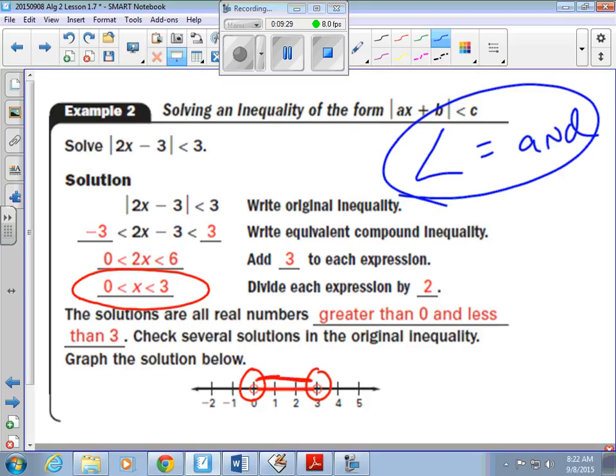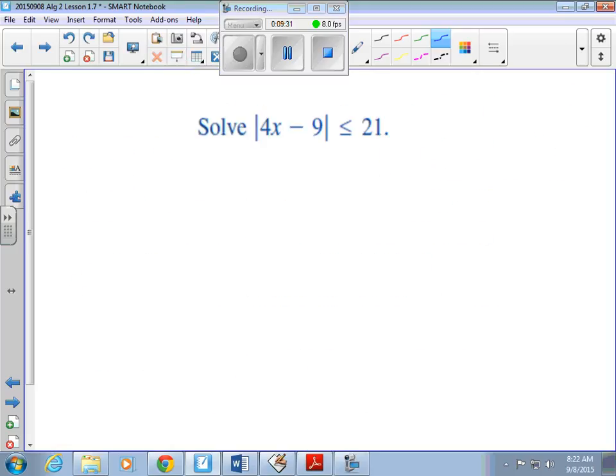Let's take a look at one by yourselves. Try this one on the back. The absolute value of 4x minus 9 is less than or equal to 21. This is an and inequality. Take about a minute on this one.